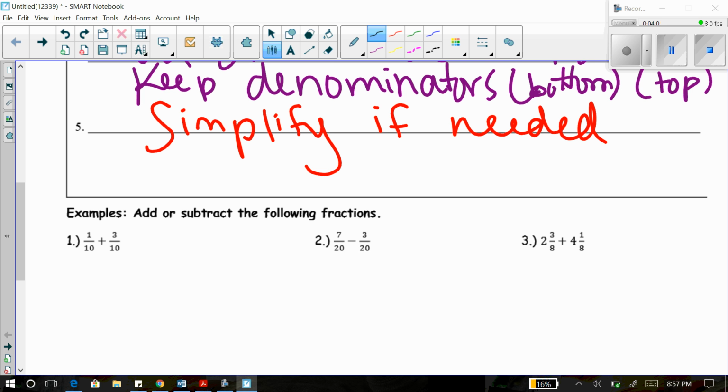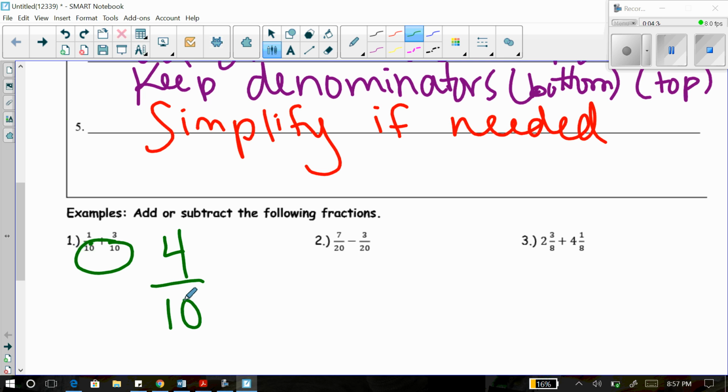Step 2 would be to find the least common denominator. Well, lucky us, it's already set, 10. They already have common denominators. So we can skip step 3 because we don't have to rewrite the fractions. We can do step 4, which in this case we'll add our numerators. So 1 plus 3 is 4. And keep the denominators. When they are the same, you keep them.